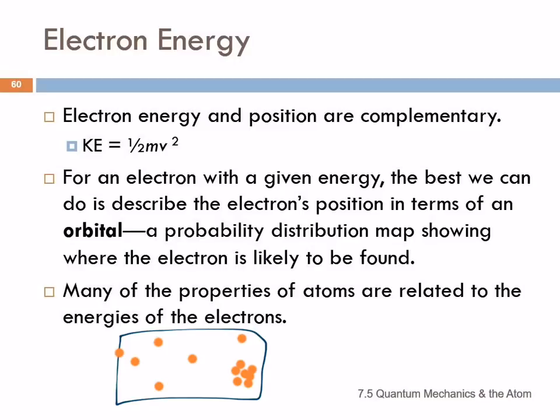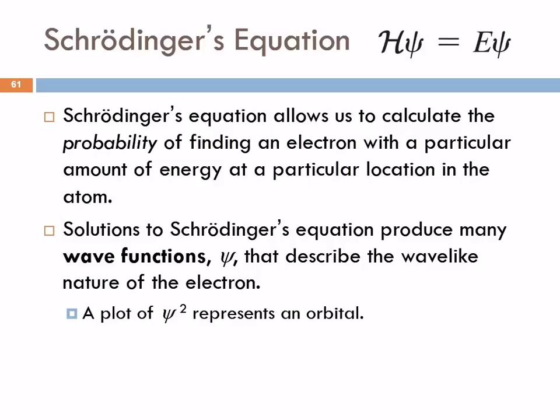The reason we need to look at the energy of electrons is that many of the properties of atoms are directly related to the energies of the electrons within them. So Schrodinger, of Schrodinger's cat, came up with an equation. Here it is, as much as that means to any of us. This allows us to calculate the probability of finding an electron with a particular amount of energy at a particular location in the atom. And when we solve Schrodinger's equation, the solutions are wave functions, and that's this Greek letter, I can't remember the name of it.